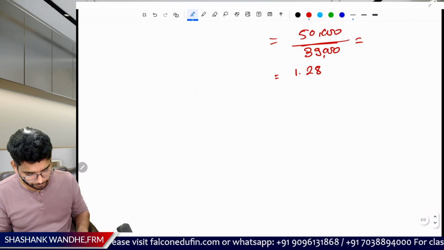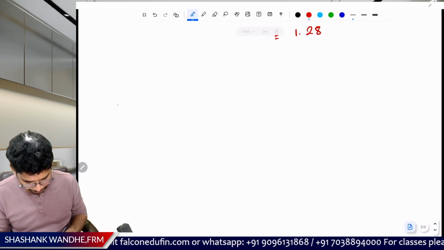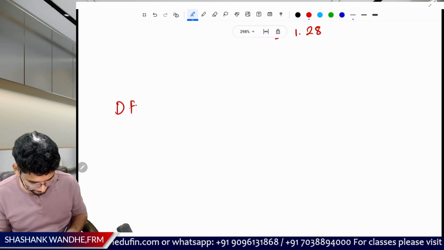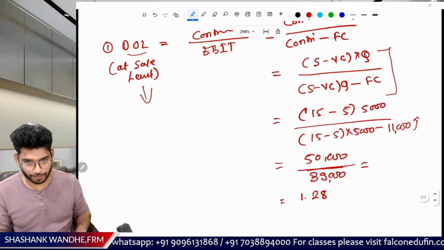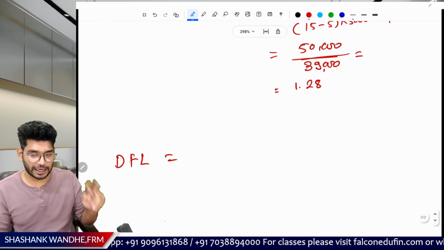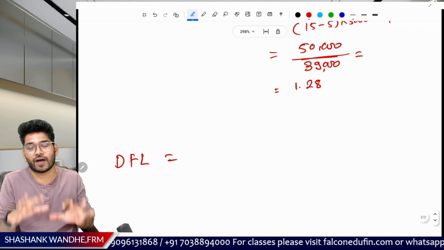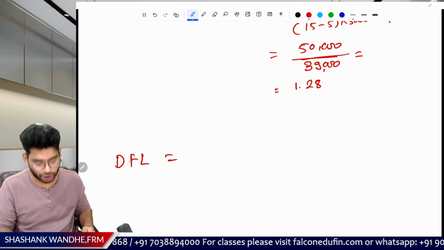Next is the degree of financial leverage. There is one more formula for degree of operating leverage and degree of financial leverage, which I will explain to you after I finish or finalize this whole discussion.